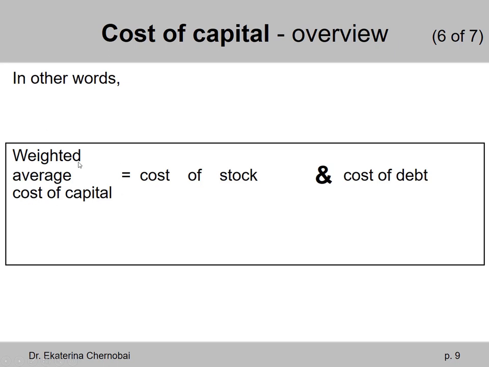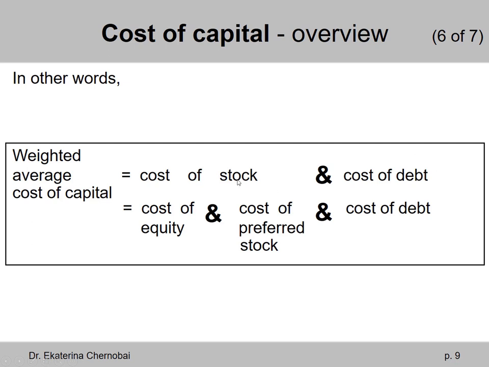And we're going to be calling it weighted average cost of capital. So the weighted average cost of capital is some sort of combination of cost of stock and cost of debt, some sort of average of the two. So I'm not putting any mathematical signs like plus or minus here. I'm putting the and sign. We're going to get to the exact formula over the next slides.